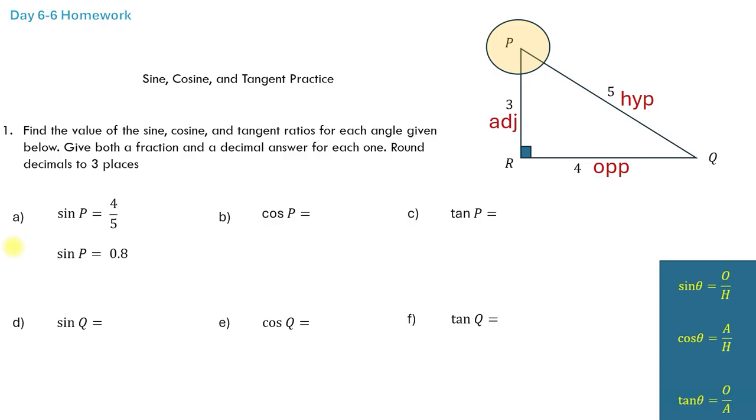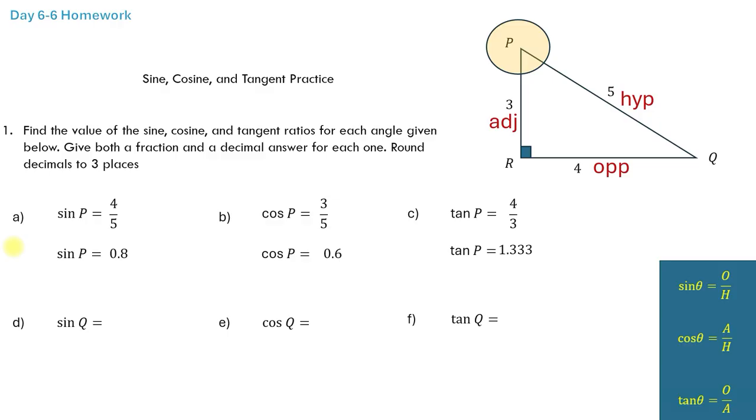The cosine of angle P, well, the cosine is adjacent over hypotenuse, so that will be 3/5, which becomes a decimal of 0.6. The tangent of P will be the opposite over adjacent, which is 4/3, and the decimal is 1.33.